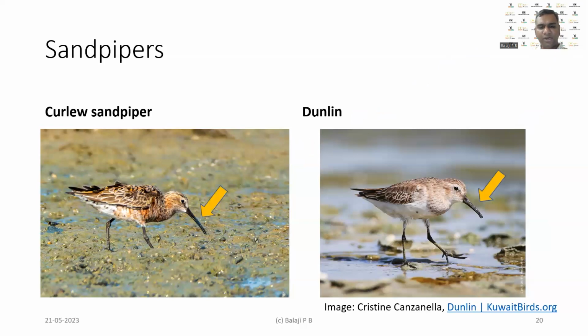But the main differentiator between the two is that in the curlew sandpiper, the curvature of the beak is almost uniform from the starting to the ending point, whereas in the dunlin, the beak is almost straight. It only curves at the tip of the beak, and the beak is also relatively smaller in the dunlin when compared to the curlew sandpiper. So this is the main differentiating aspect between the curlew sandpiper and the dunlin.